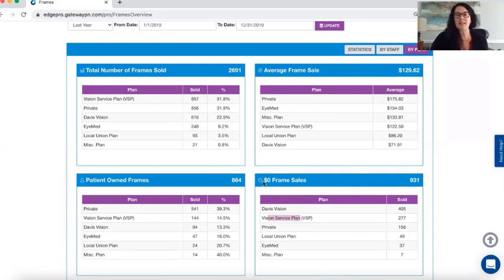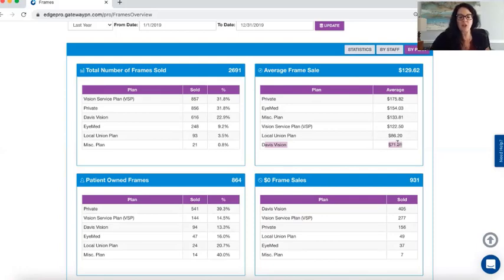Since we noticed that Davis Vision was our top manufacturer as far as frame sales are concerned, take a look here that our average is $71.91. So that's definitely an area of opportunity that we need to take a look at. What's happening with Davis Vision? Why are those averages less than all of our others?